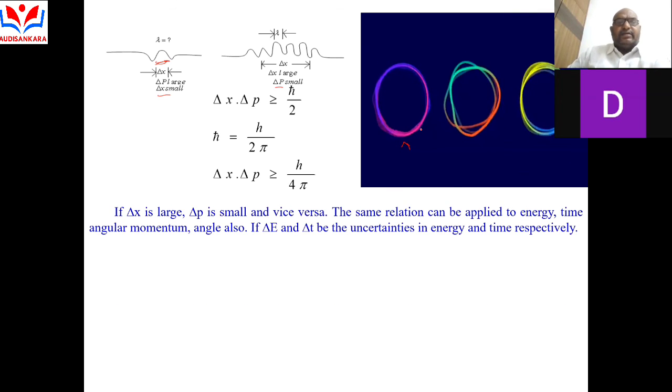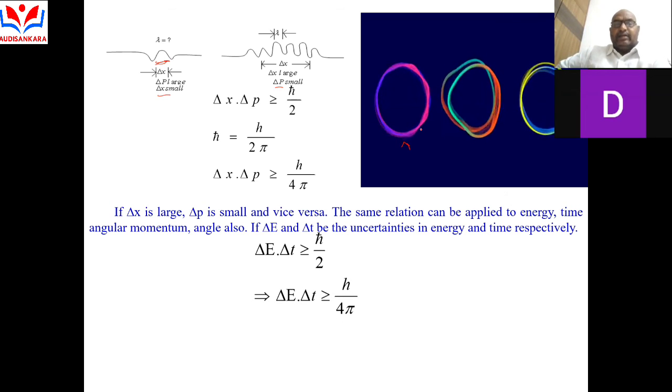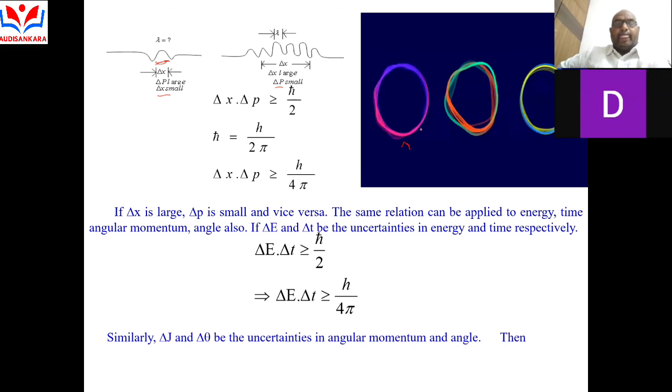The same relation can be applied to energy and time, and angular momentum and angle. If delta E and delta T are the uncertainties in energy and time respectively, delta E dot delta T is greater than or equal to h cut by 2, that is h by 4 pi. Similarly, for the uncertainties of angular momentum and angle, delta J dot delta theta is greater than or equal to h by 4 pi.